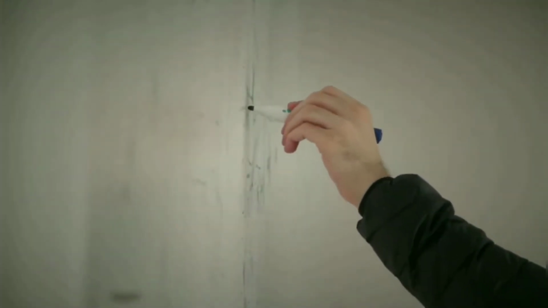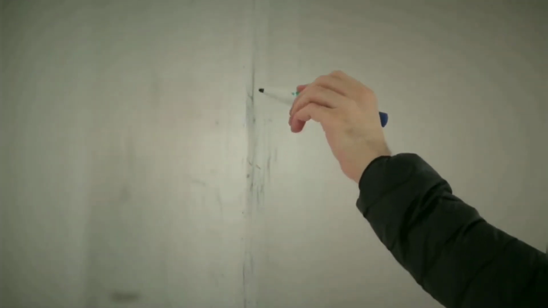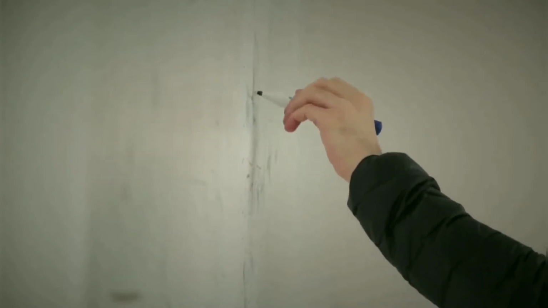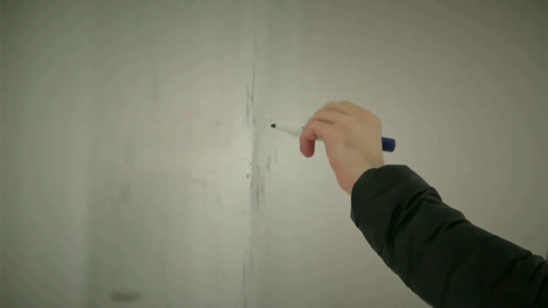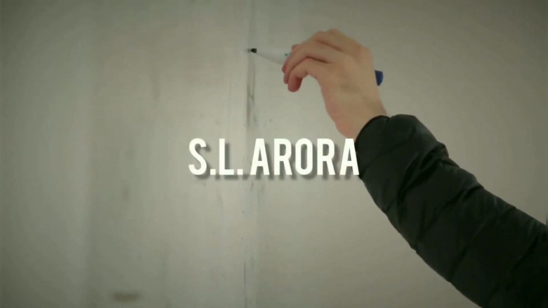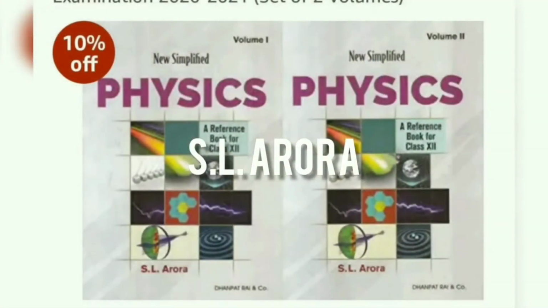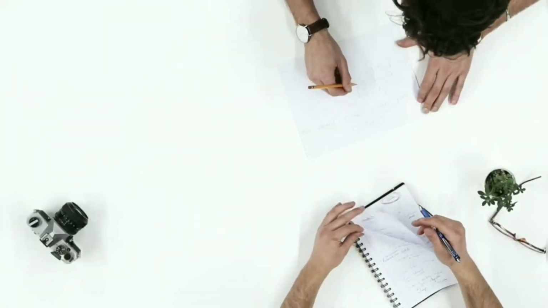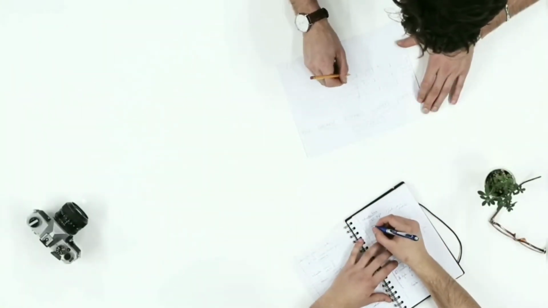Now it's time to give you the numericals which are very important for the internal school exams and board exams. I have selected these numericals from SL Aurora. So you have to buy this book, tick the questions and do them well. Before you start preparing these questions, listen to me carefully.